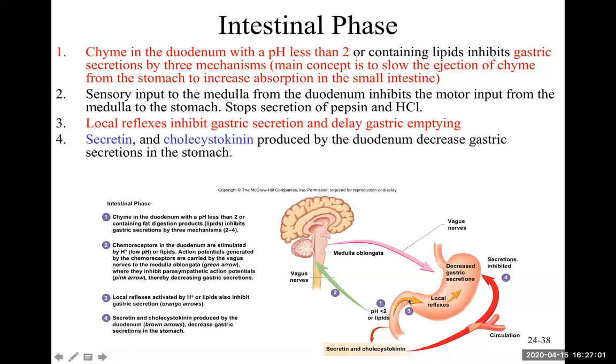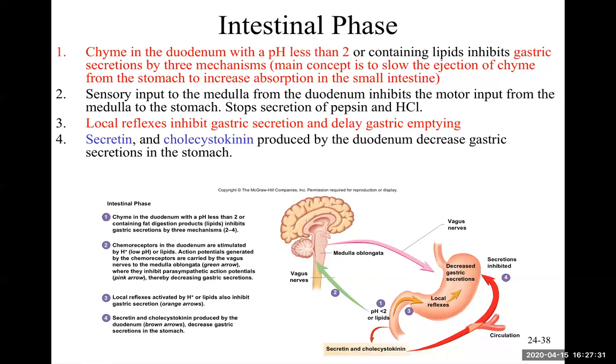Once food gets introduced into the duodenum right here, that food is going to be called chyme, and it's going to be soaked up with a lot of hydrochloric acid, making that chyme very acidic, less than 2 pH. As it goes into the duodenum, it causes the vagus nerve to decrease the activity of the stomach. Again, why should it make sense? It should make sense, big picture wise, like this.